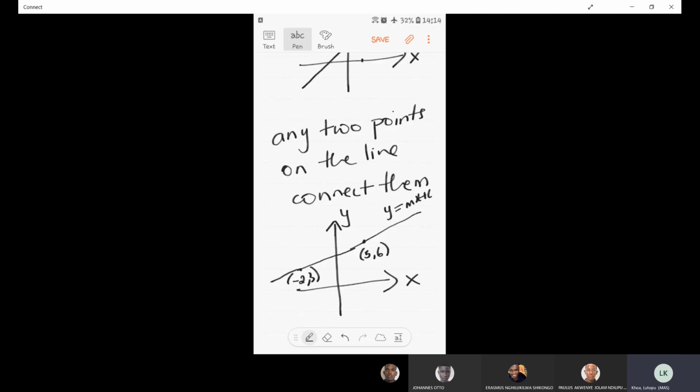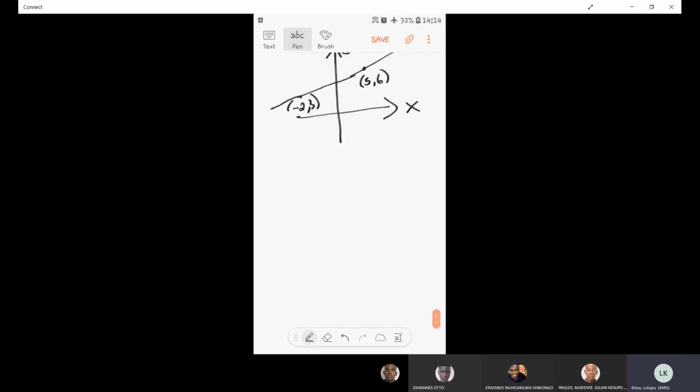Then the third way of drawing a line is using the gradient intercept method. So here, let's look at an example. Let's say I have 3y plus 3 is equal to 6x. I will write this in standard form. That means it's in the form y is equal to mx plus c, or you make y the subject of the formula. So you have 3y is equal to 6x minus 3.